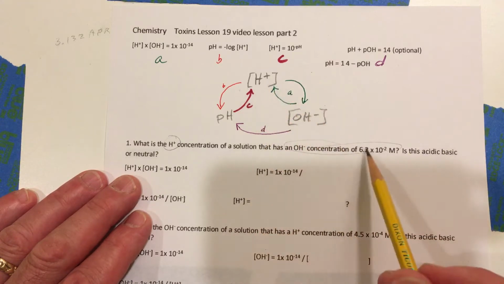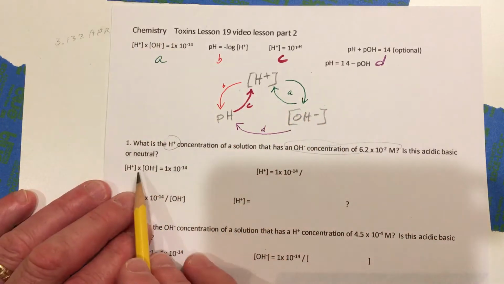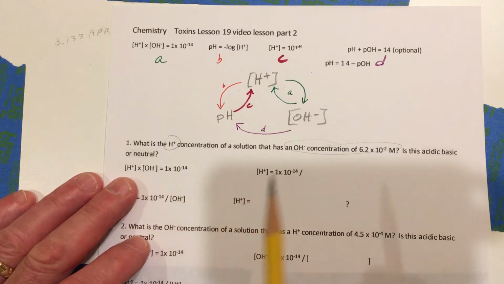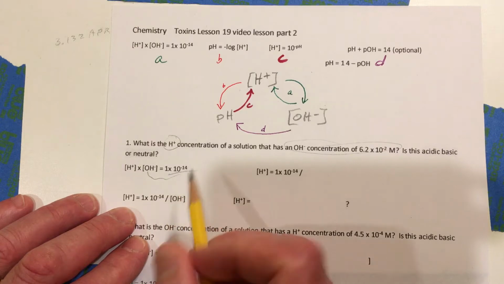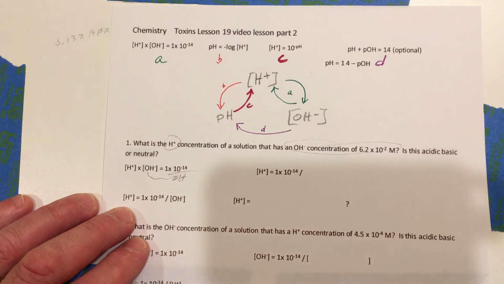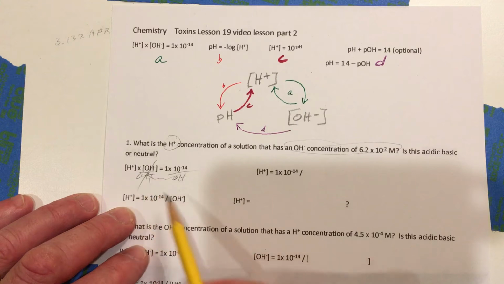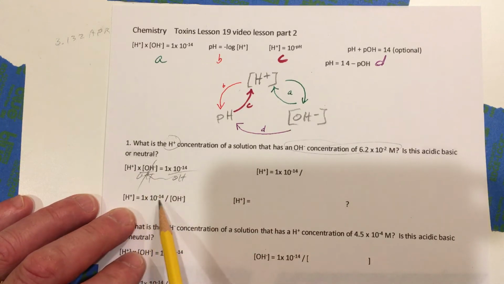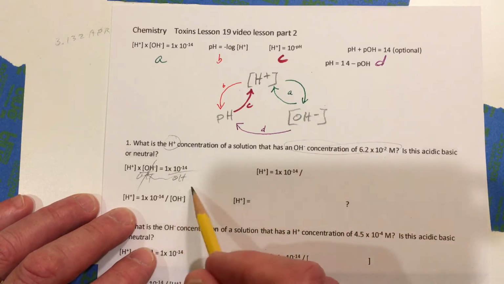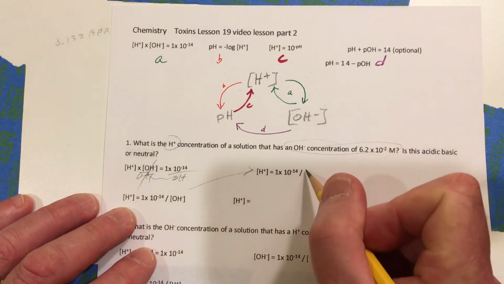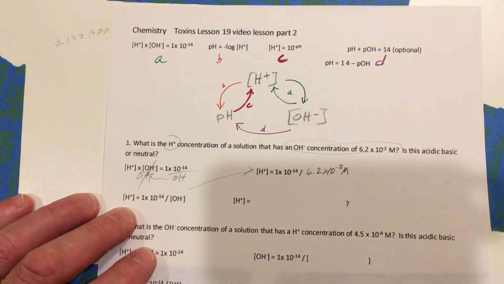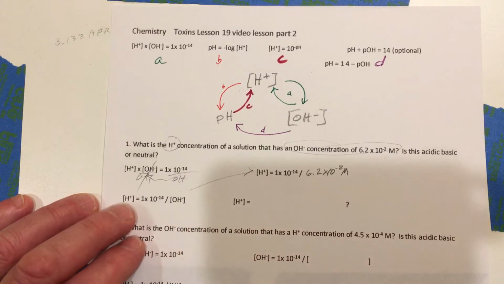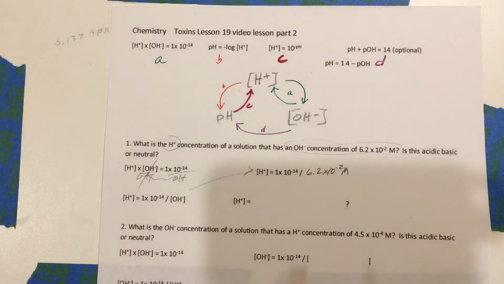We're trying to get the H plus from the OH. That's this equation right here. So we're going to start with that equation, and we want to find the H plus. So we've got to move this underneath over here. You're going to divide that on both sides. And that gives us H plus equals 1 times 10 to the negative 14 divided by the OH concentration. And the OH concentration is right here, 6.2 times 10 to the negative 2 molar. That's the concentration of the hydroxide. And so if we do that problem, we'll have our answer.